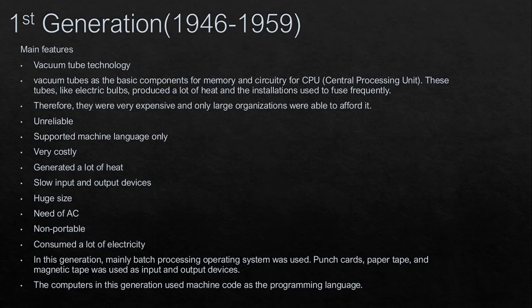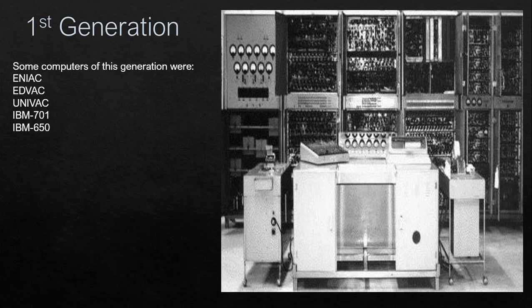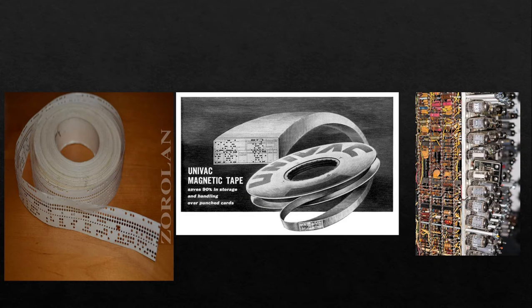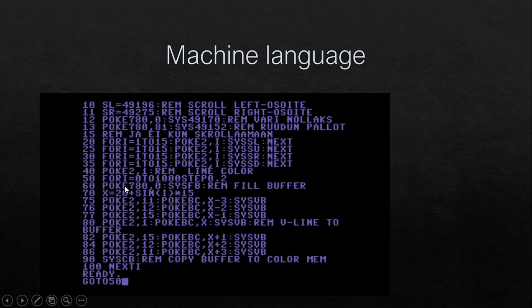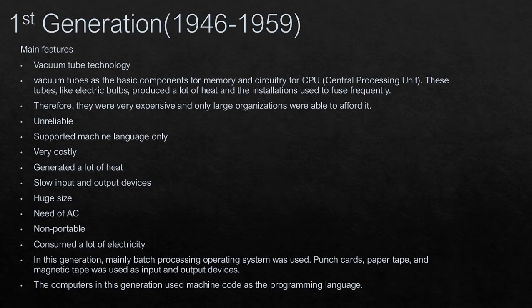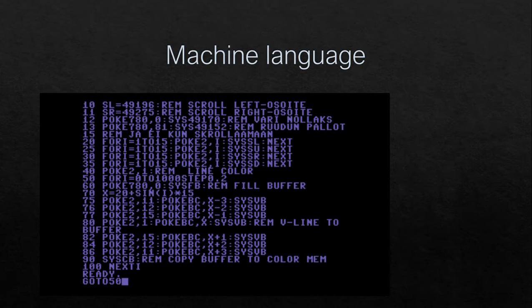So in this generation, what is the operating system we used? They used batch processing operating system, punch cards, paper tapes and magnetic tapes. See, this is magnetic tape and this is punch cards. And the computers in this generation used machine code as the programming language. This is a sample, an example of machine language, how it looks like.